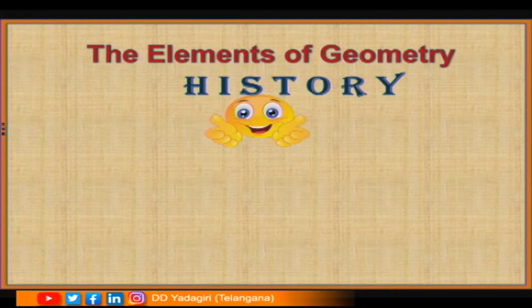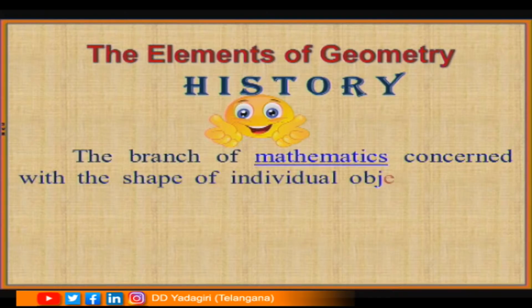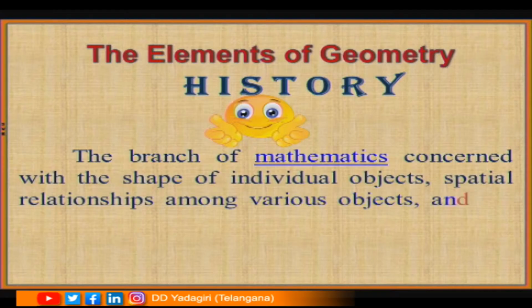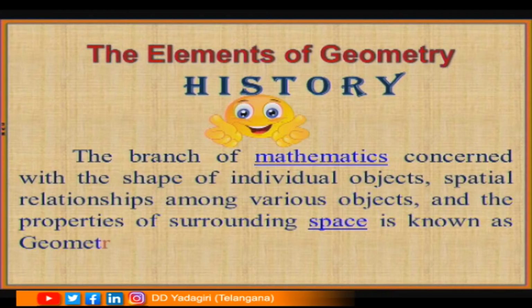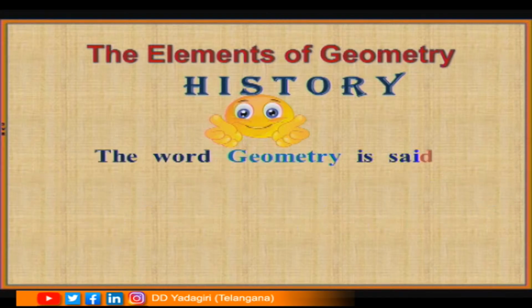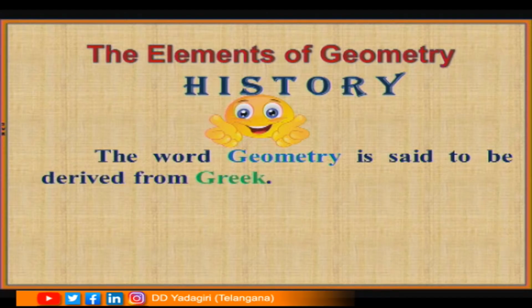Now, see here, the branch of mathematics concerned with the shape of individual objects, spatial relationships among various objects and the properties of surrounding space is known as geometry. That means it is a live thing related to our daily activities, whatever we have, we will be able to relate it to geometry. Is it right?